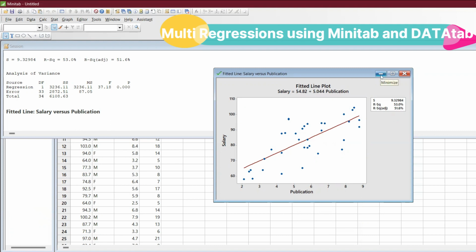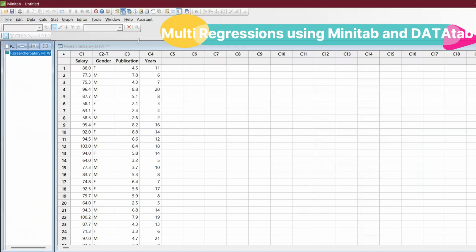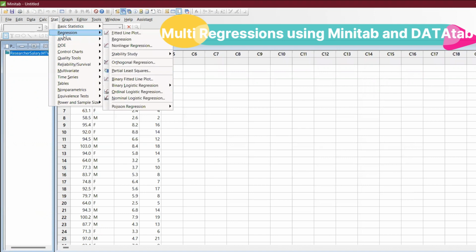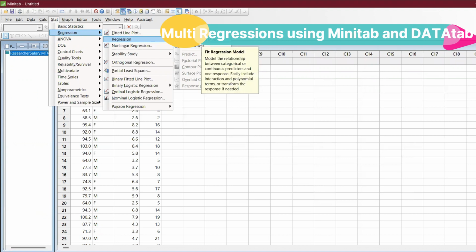Let's say it is difficult to do one by one, right? So let's all do together. How can we do it? There is something called multi-regression, and you will find the word called VIF. I will also explain. You can go to regression and fit regression model. So model the relation between the categorical or continuous predictors and one response. That means here we're going to keep only one response, that is the salary, and easily include the interaction, polynomial terms, and all that you can easily do, right? There is also another, best subsets, also there.